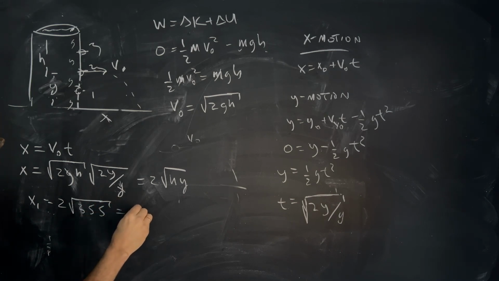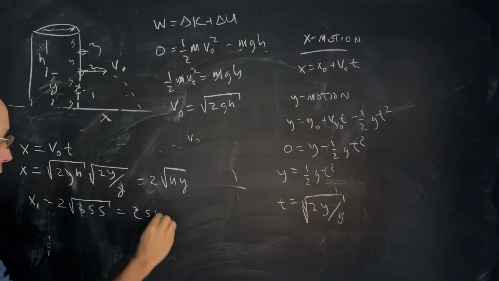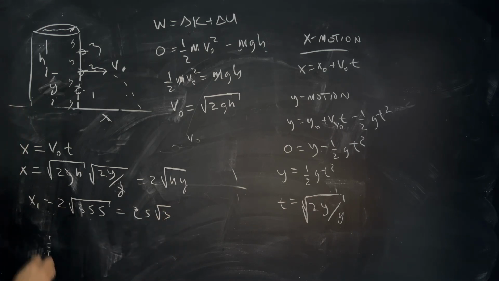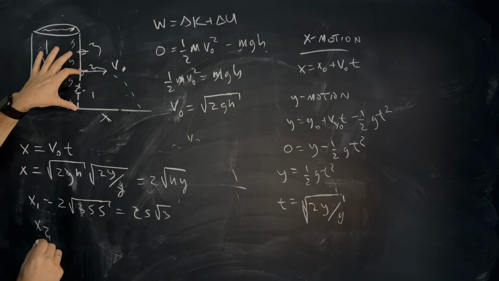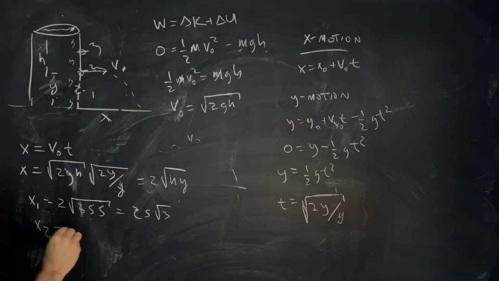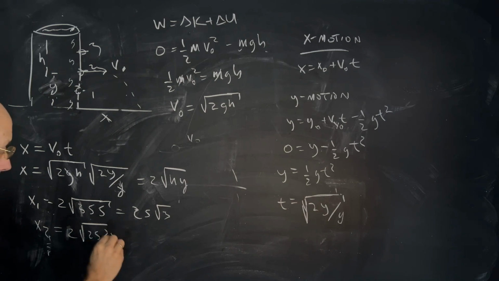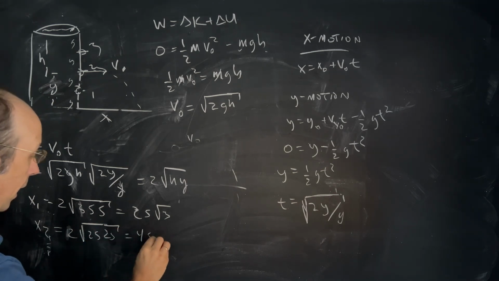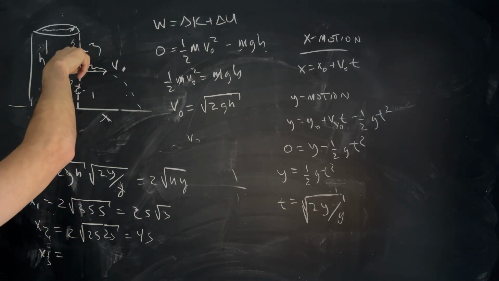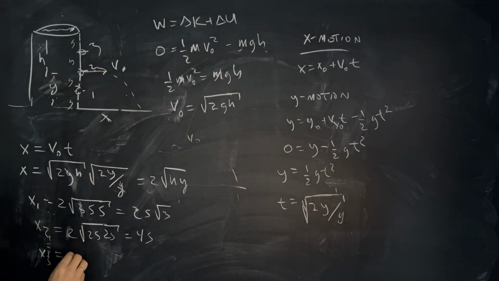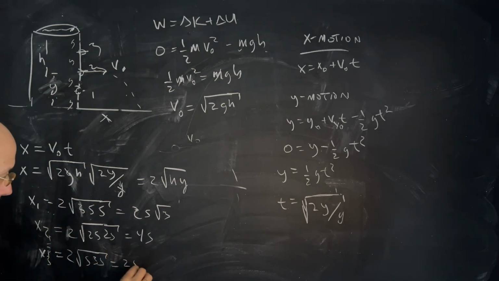So I get 2s square root of 3. And then x2, I have h and y are both 2s. So I get 2 times the square root of 2s times 2s equals 4s, right? Yeah. And then x3, I have the same thing up here, because now h is s and y is 3s. So I get 2 times the square root of s times 3s equals 2s square root of 3.